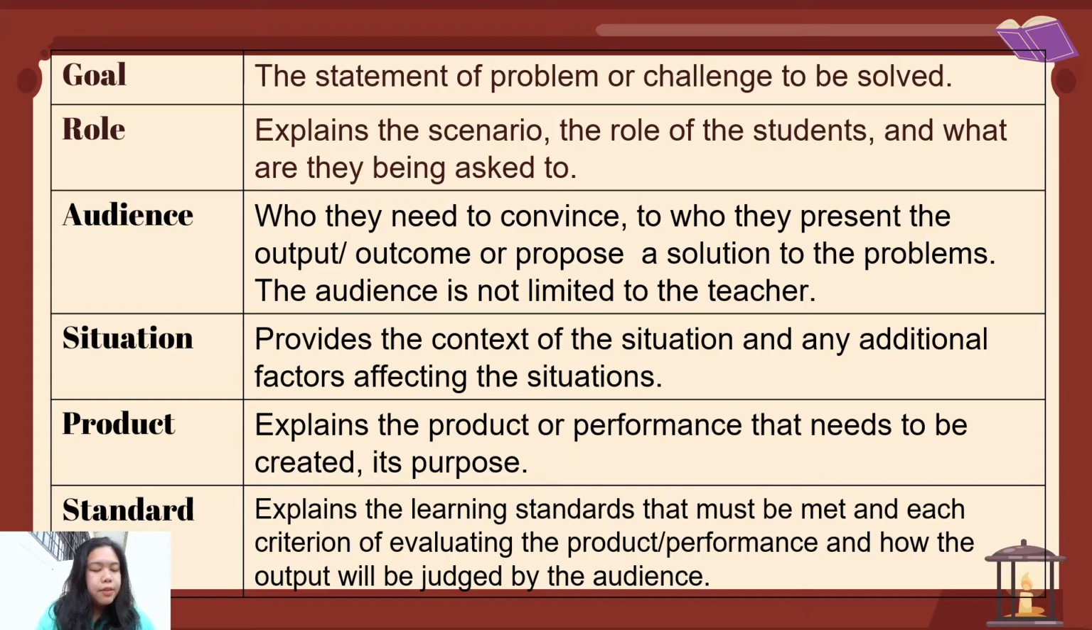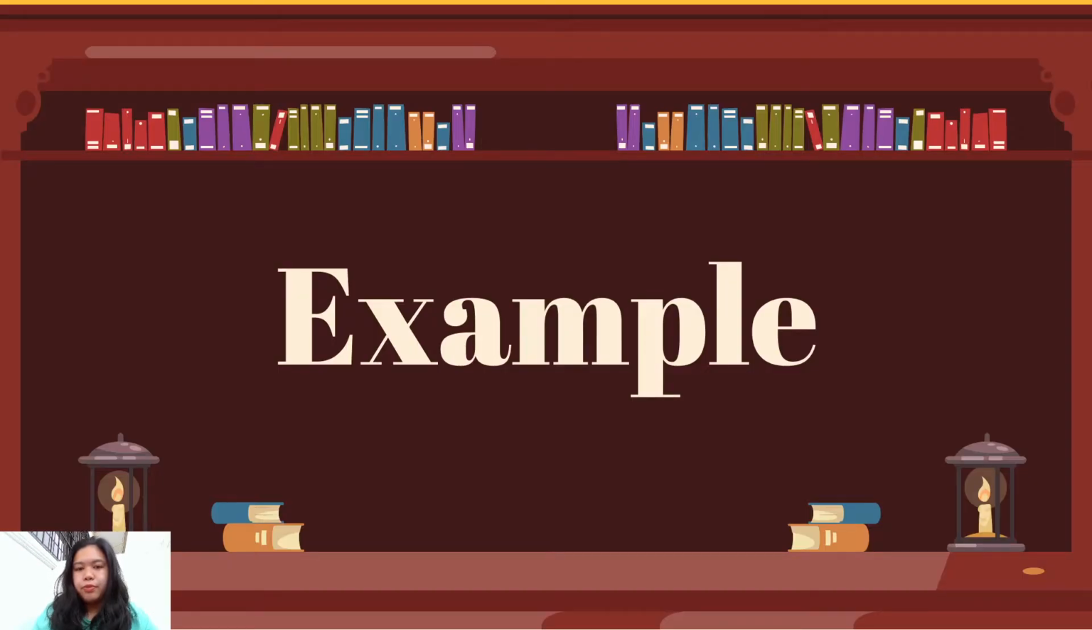Last one is standards. This explains the learning standards that must be met and each criterion for evaluating the product or performance, and how the output will be judged by the audience. So standards are the level or the quality of the performance or product that the students need to achieve. Okay, let's move on to the example.